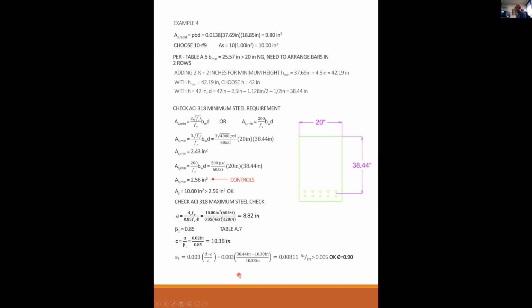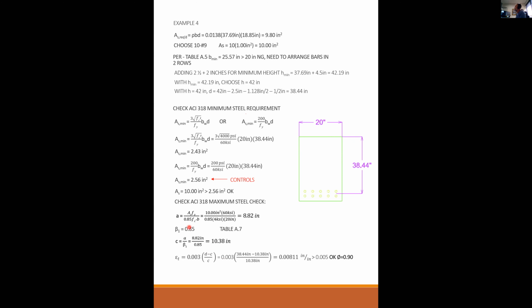Let's finish out this problem, then we'll take a little break. One more, Professor. Did you assume the beta is 0.85 as well? Yeah, right there. So do we just assume it's always 0.85? No, no, no. Look, Table 8.7, it depends on the psi as well. Depends on the psi of the concrete. Okay, thank you.